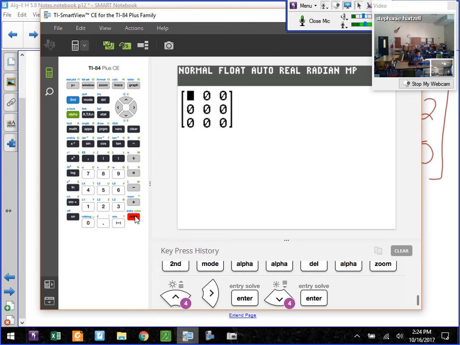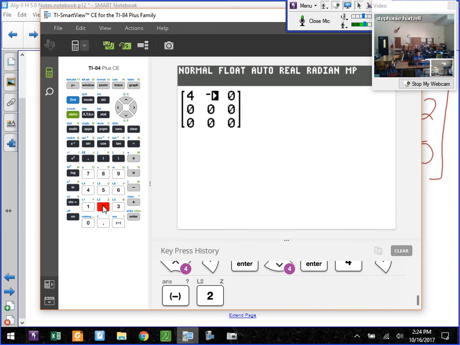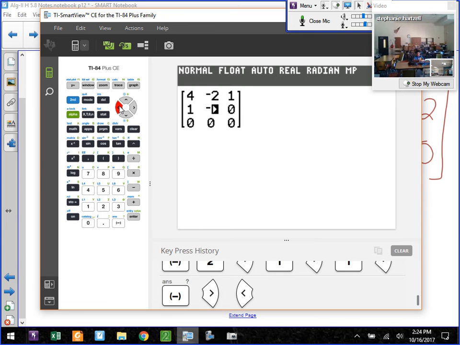Now, put in your coefficients. And granted, this is super easy to do, but it's super easy to press the wrong button. Make sure you're using the negative button for your negatives, not the minus symbol. What was it? 4, 2, 1? 4, negative 2, thank you. 4. Hit your right arrow always. Negative 2, 1. Right arrow. 1, negative 1, 1. And then it was 9, 3, 1, right?